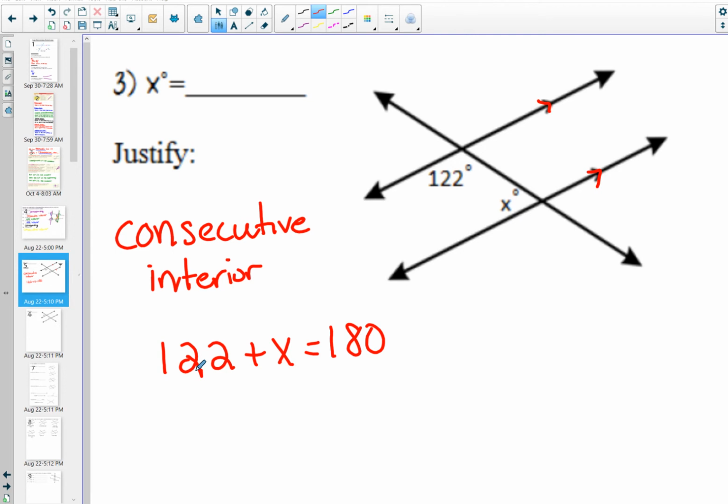I'm sorry, B. I have a question. Oh, okay. Well, let me answer the value first. Okay, so yeah, x equals 58. Okay, what was your question?